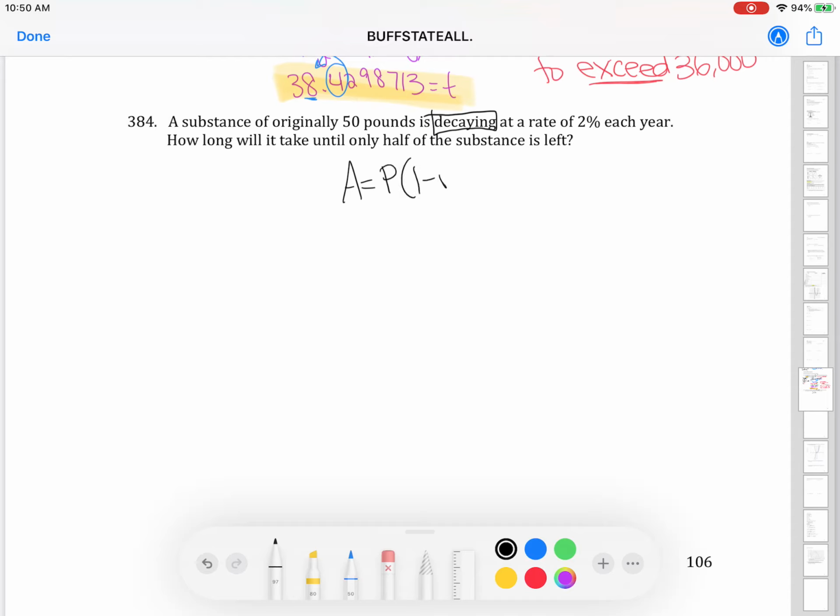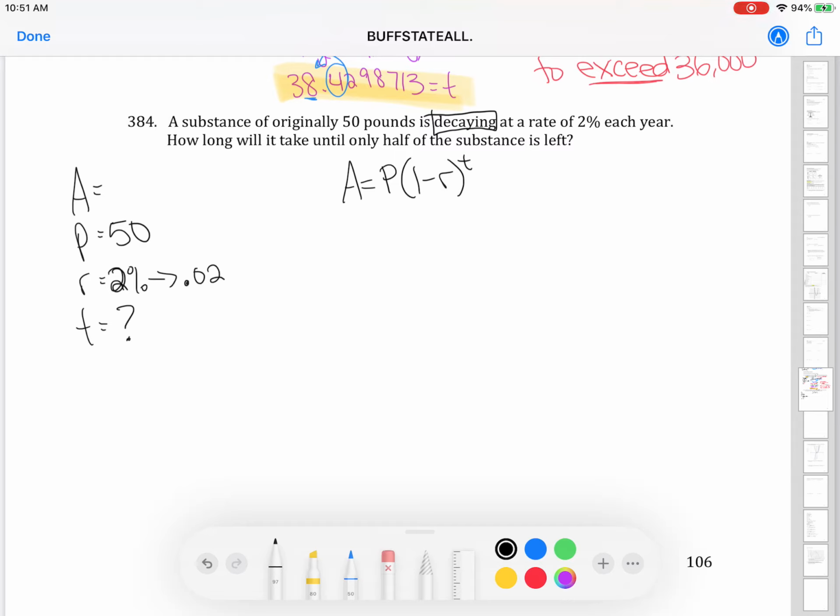So the first thing I noticed was the word decaying. That tells me I'm going to use my minus, or my decay formula. Don't forget your P off to the side. It says a substance of originally 50, so that means P is 50. That's what we're starting with. It's decaying at 2% each year, which is actually 0.02.